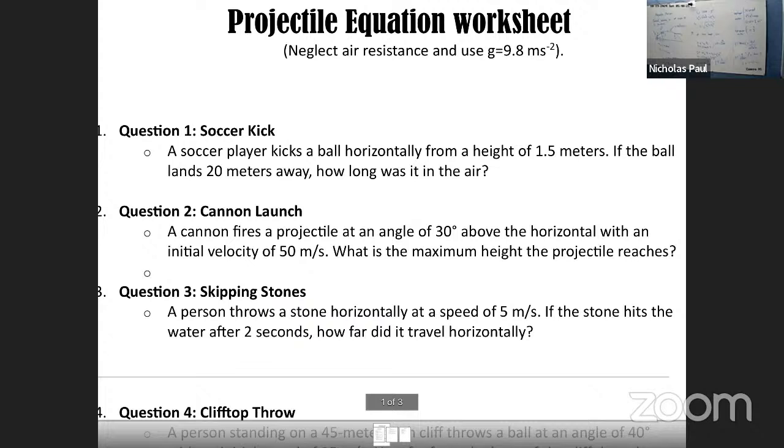Right, number 1. Take a little read, write down what you have, and then see which equation you want to use. I draw my diagram. Yeah, number 1, draw that. How do you draw that? What's the diagram?